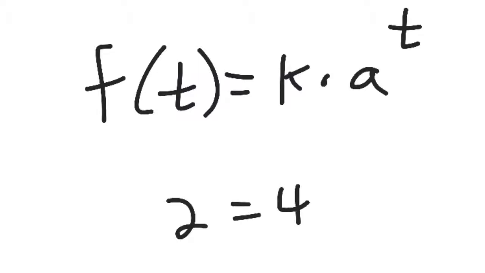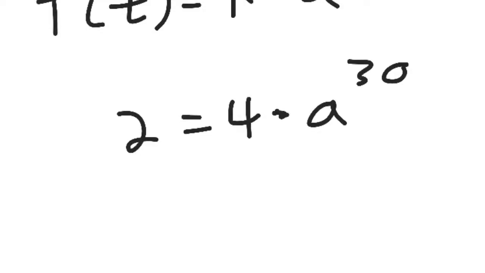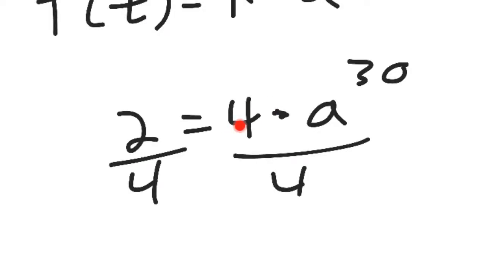Well, half of 4 grams is 2. I'll reach that half amount if I plug in my half-life for t, plug in 30 for t. So I can solve for a by dividing 4 from both sides. You could have plugged in whatever number you want. Could have plugged in 10, that'd make 5. Could plug in 20, that'd make 10. You could plug in 40, that'd make 20, etc., etc.